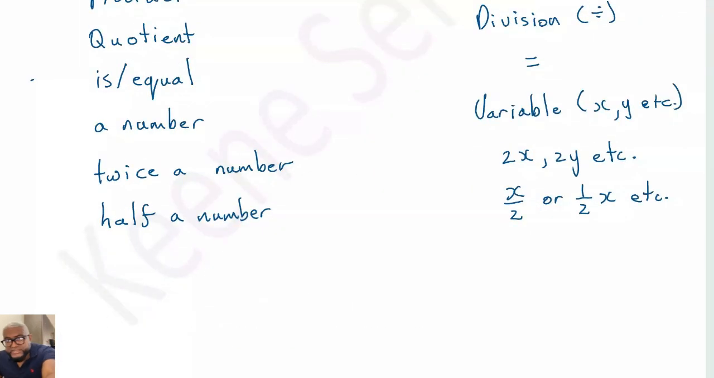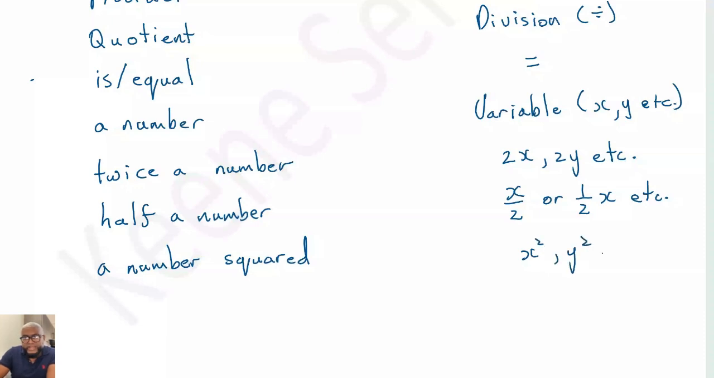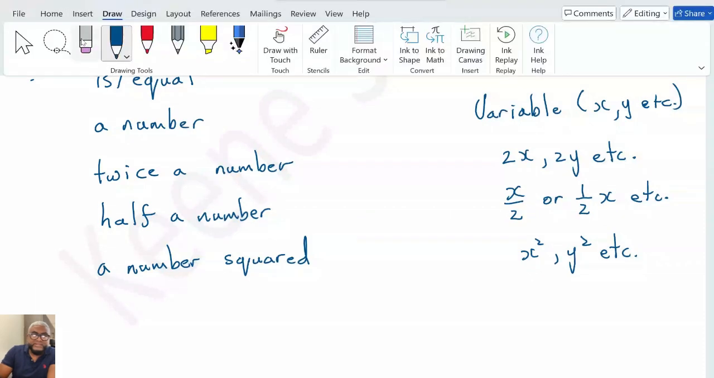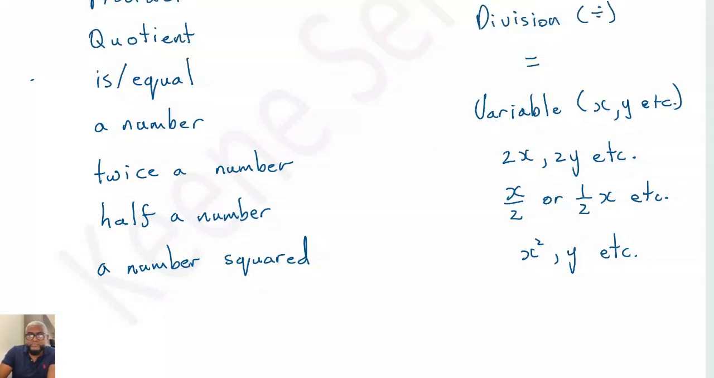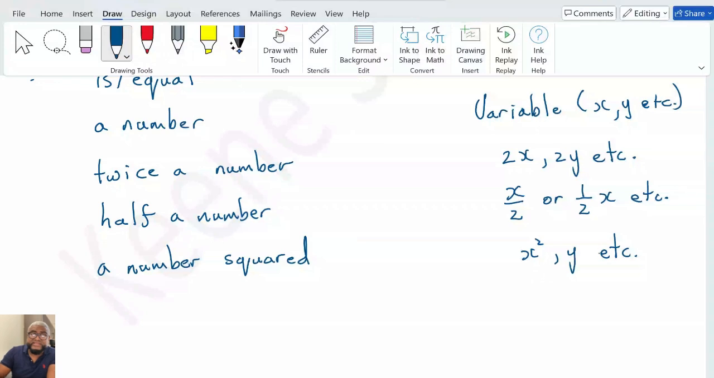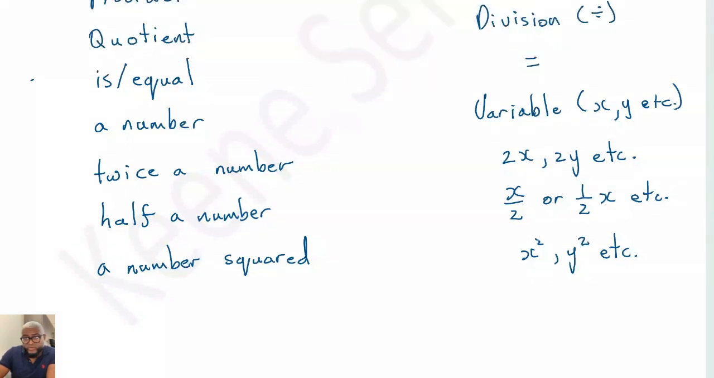If I say a number squared, so a number squared would be like x to the second power, y to the second power, etc. Let's remember squared is the power of 2. So there are many others, but we're just going to stick to these core ones in the meanwhile. So let me pause.